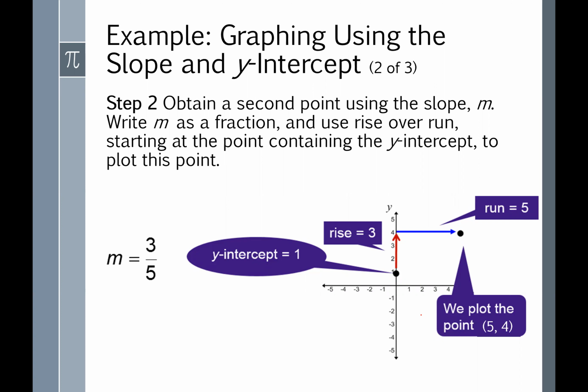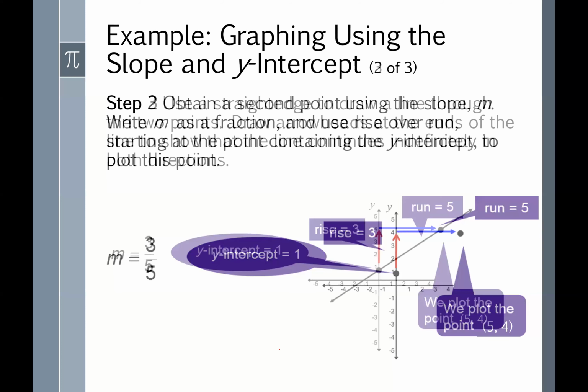So we're going to end up at x equals 5. So the point that we're going to end up at is 5, 4. 3 up from 1 and 5 over from 0, 5 to the right of 0. So we're going to end up at the point 5, 4. So now we have the line graphed.